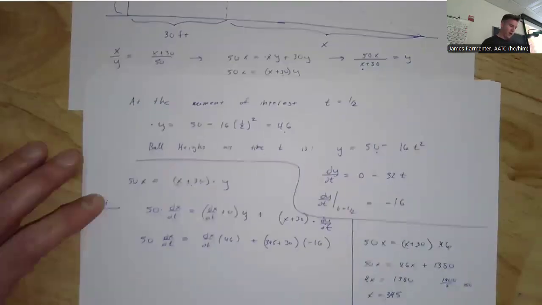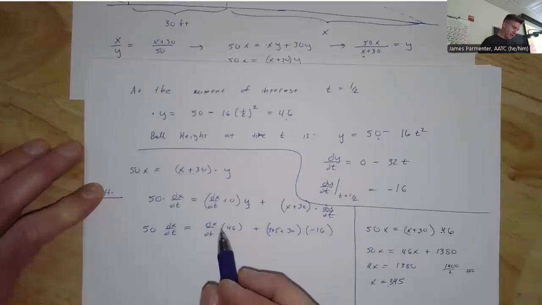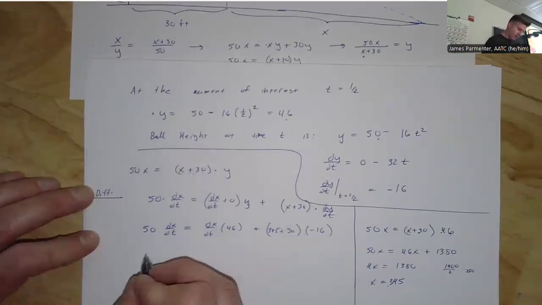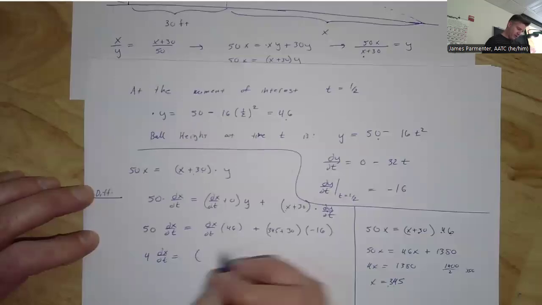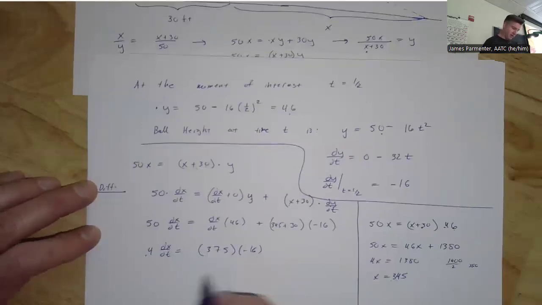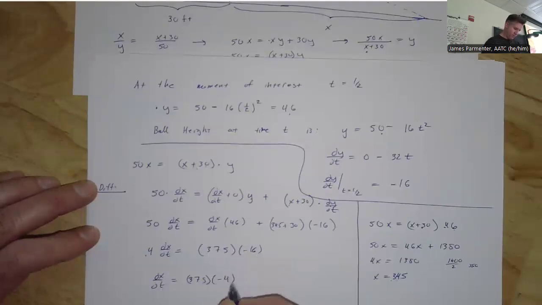And now I think we've got enough information to finally solve for dx dt. So we're going to subtract this over here. Let's not multiply this out. Let's be smart. We're going to have 4 times dx dt equal to 345 plus 30, so 375 times negative 16. And since I saw that I have a 4 here and a 16 there, I'm just going to not multiply that and say dx dt is 375 times negative 4, which is negative 1,380 feet per second.